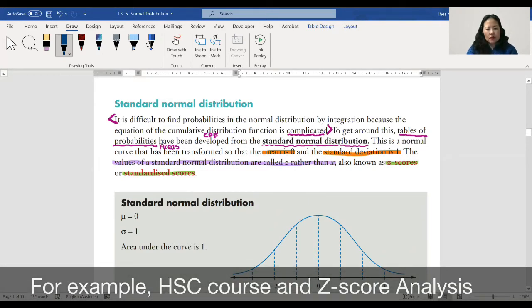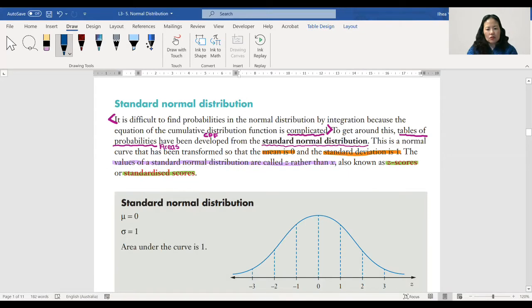It is difficult to find the probabilities in the normal distribution by integration because the equation of the cumulative distribution function is complicated. Of course, it's going to be complicated because it's under the curve, and the curve itself is a very complicated equation. So to solve this, tables of probabilities, which in here are areas (remember, probability equals area on this topic), have been developed from the standard normal distribution.